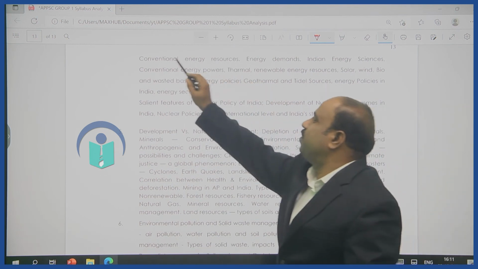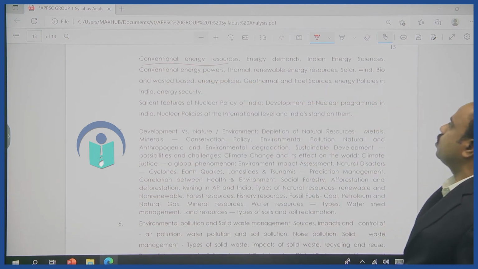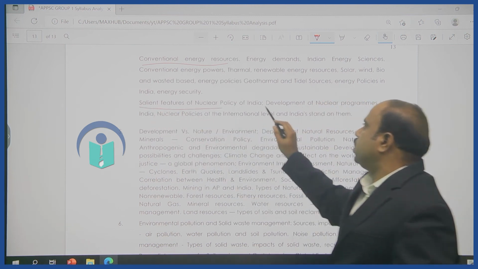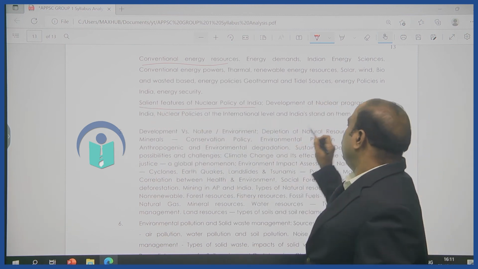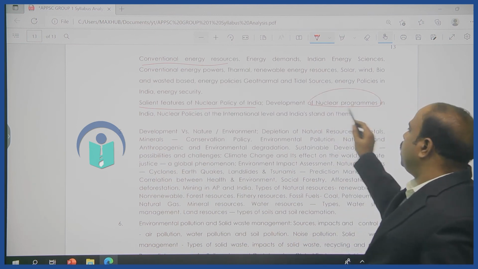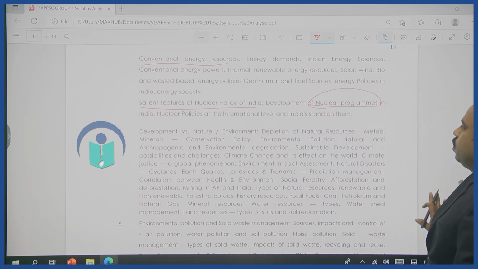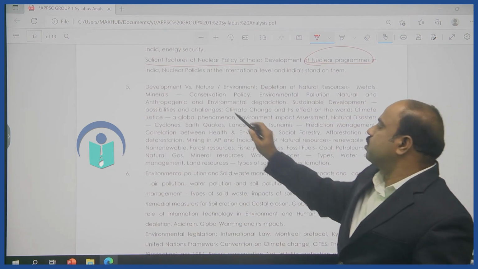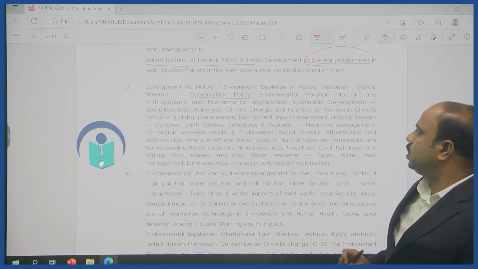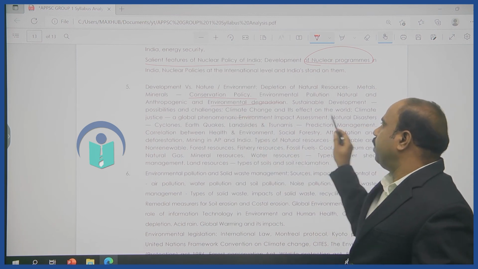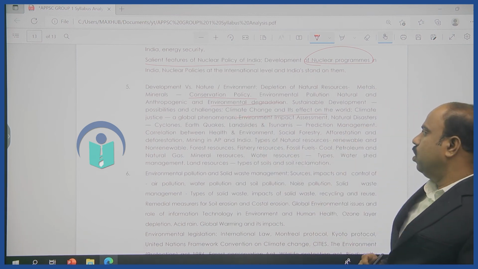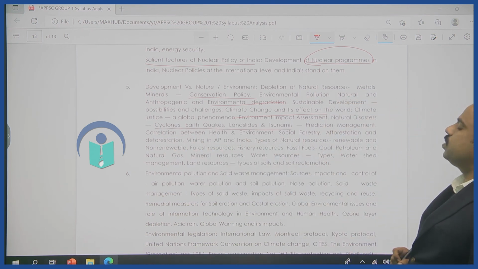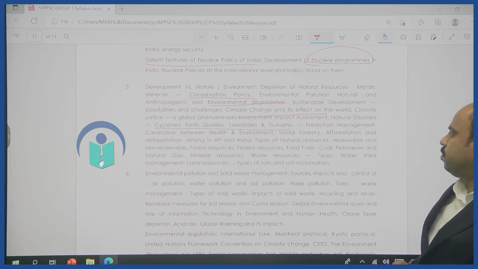The next, conventional and non-conventional energy resources. So the next, salient features of nuclear policy in India. What about the nuclear power programs in India? The next, it is all about the conservation policy, environmental degradation, climate change and its impact or effect. So cyclones, earthquakes, landslides, tsunamis, all this comes under disaster management.